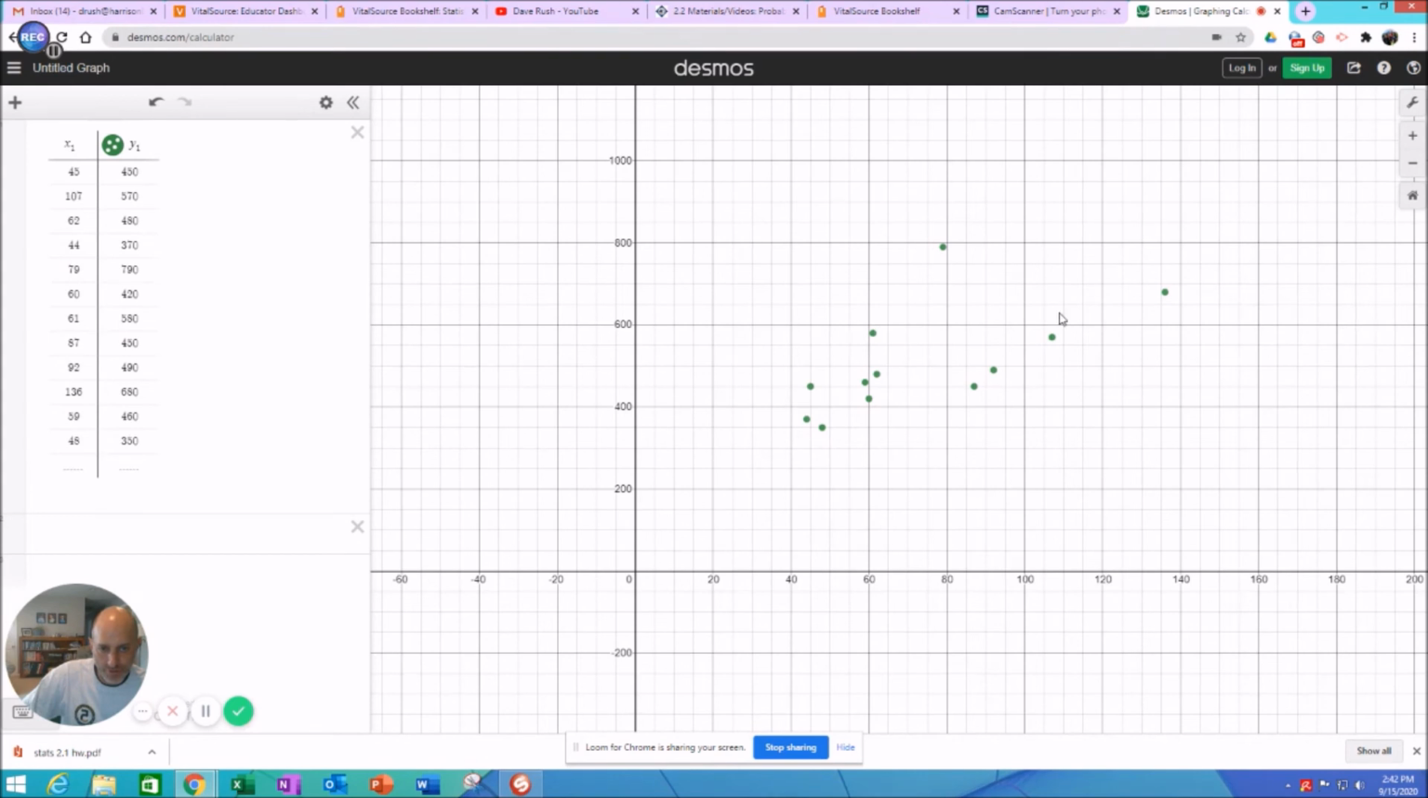Outliers, looks like most of them are right in this area, so we maybe could consider this one an outlier right here. Okay, and then linear or nonlinear, I'd say linear is a good fit here. It doesn't seem to be quadratic or exponential or anything. And the association is positive, meaning the more sugar there is in it, the more calories there are as well. Okay.